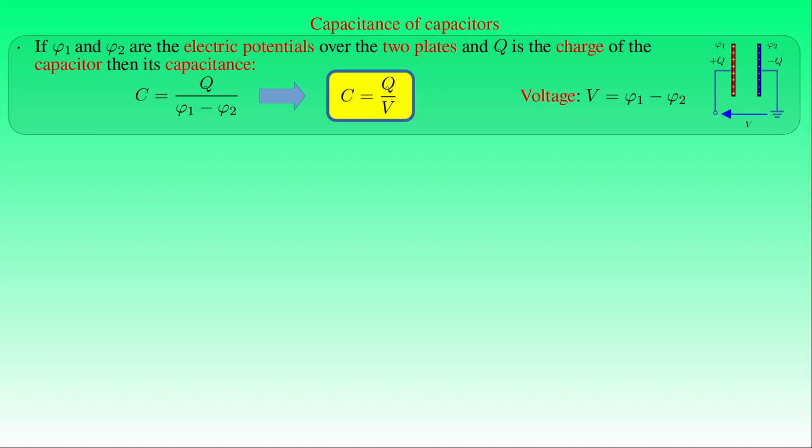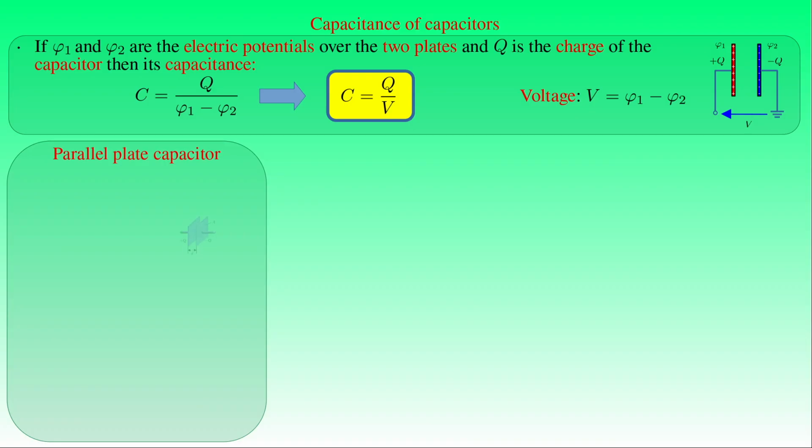Now we determine the capacitance of the three basic types of capacitors, starting with the parallel plate capacitor. Let us consider a parallel plate capacitor with two parallel plates of area A separated by distance d, where the capacitor has an electric charge plus Q on one plate and minus Q on the other one. If the distance d is much smaller than the sides of the plates, we can take the electric field to be nearly uniform between the plates by neglecting the bending of the field lines close to the sides of the plates.